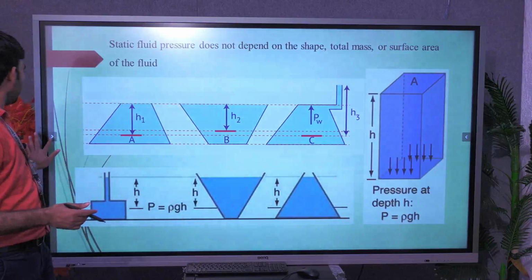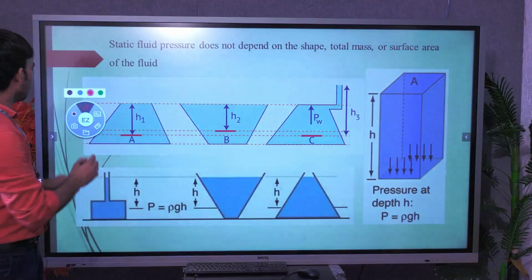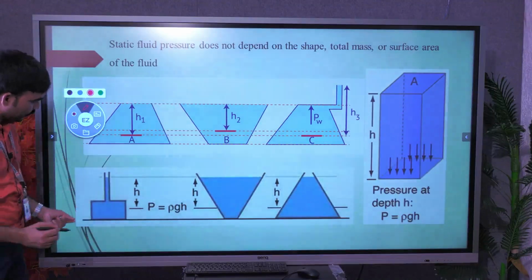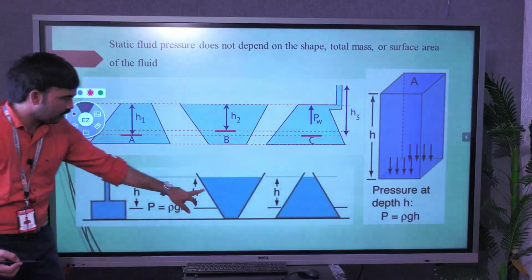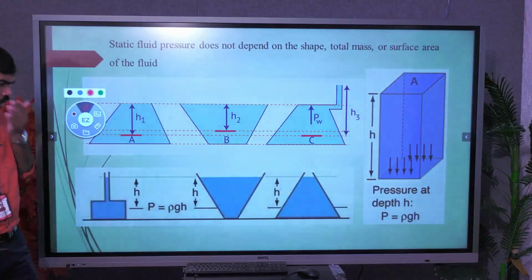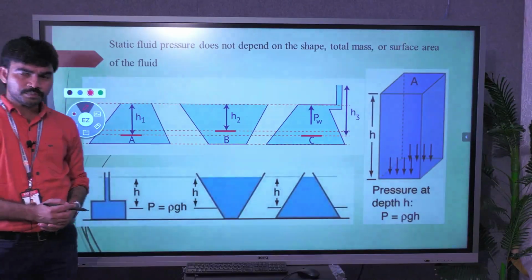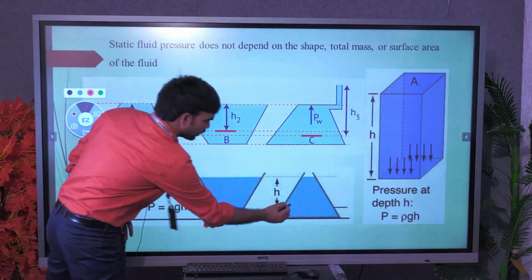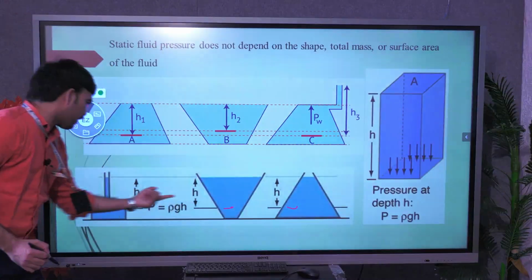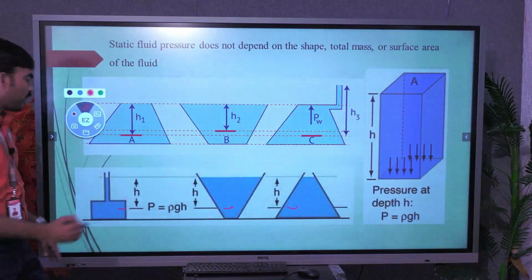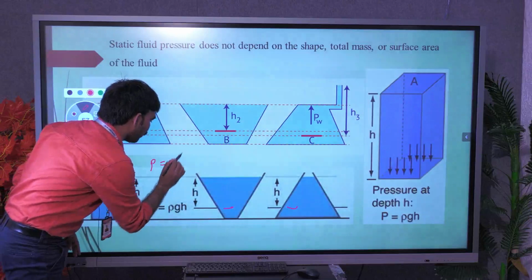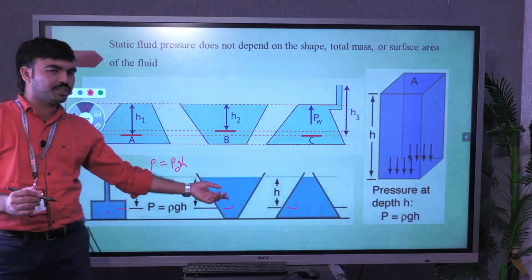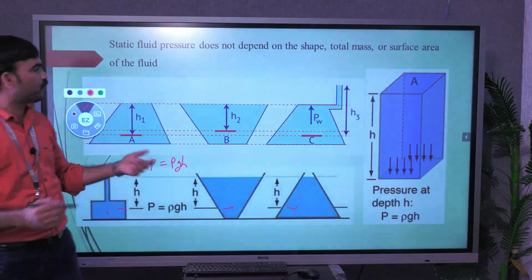Okay, if you see here, this is one container which has different shapes, and these three are different shapes. But if you measure the pressure at this point, this point, and this point, all are at the same height. So the pressure formula is P is equal to rho g h. That means irrespective of the shape, you will get the same pressure at different points.